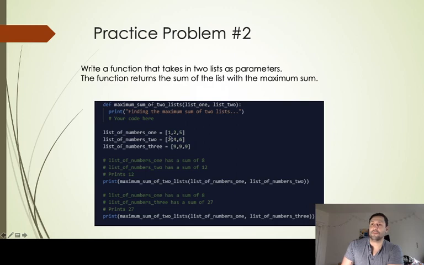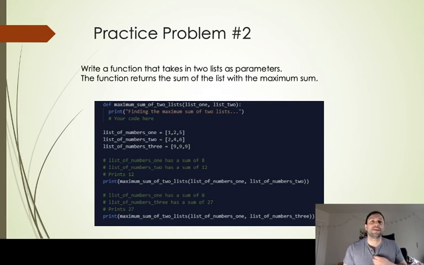So the sum of this one is 8, the sum of this one is 12, the sum of this one is 27. So if we pass list 1 and list 2 into maximum sum of 2 lists, we're going to get 12, because the sum of this one is 8 and the sum of this one is 12. So we're going to get the max of those 2 lists. For this one, we have a list where the sum of everything is 8 and the sum of list 3 is 27. In this case, this function is going to return 27. So I'm going to give you a few minutes to work on that.